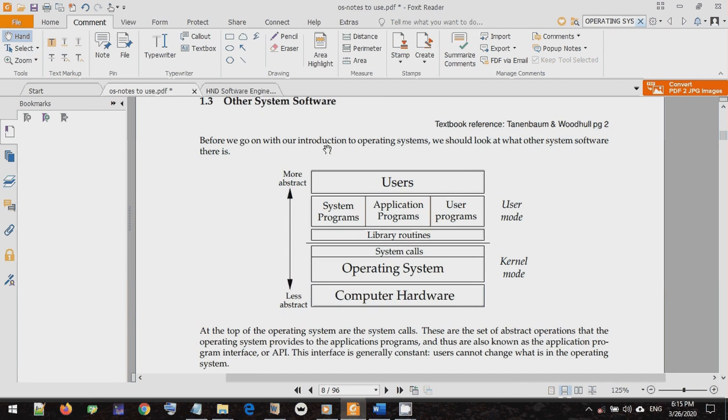So basically that's what it means between the two.